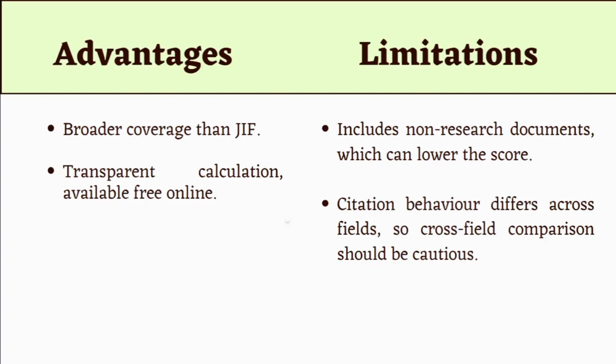Next are advantages and limitations. CiteScore has a broader coverage than journal impact factor, the calculation is transparent, and it is available free online. Limitations: it includes non-research documents which can lower the score, and the citation behavior differs across fields, so cross-field comparison should be cautious.